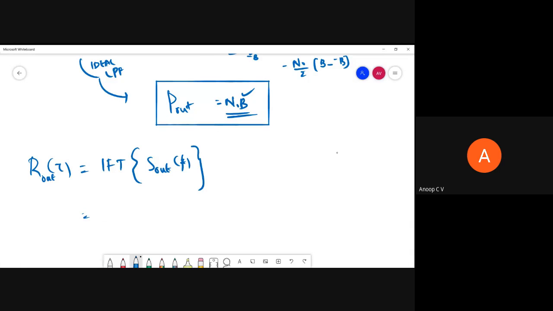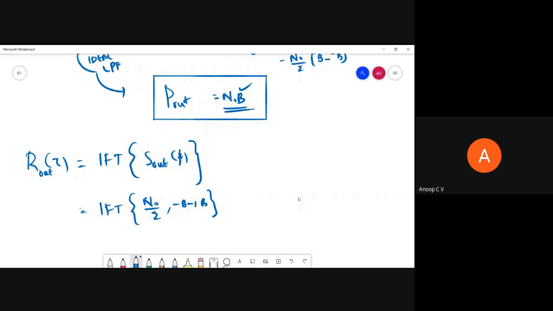That is equal to the inverse Fourier transform of N naught by 2 from minus B to B. So how do we find the inverse Fourier transform? This is equal to the integral from minus infinity to infinity. Or okay, N naught by 2, it should be minus B to plus B. Initially I'll write the equation for the Fourier transform, then we'll substitute.